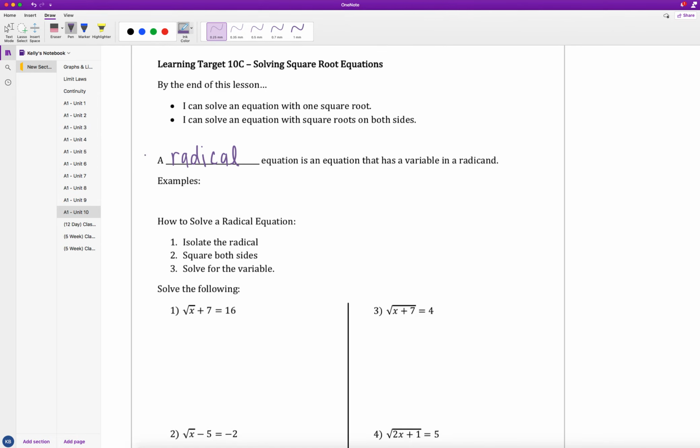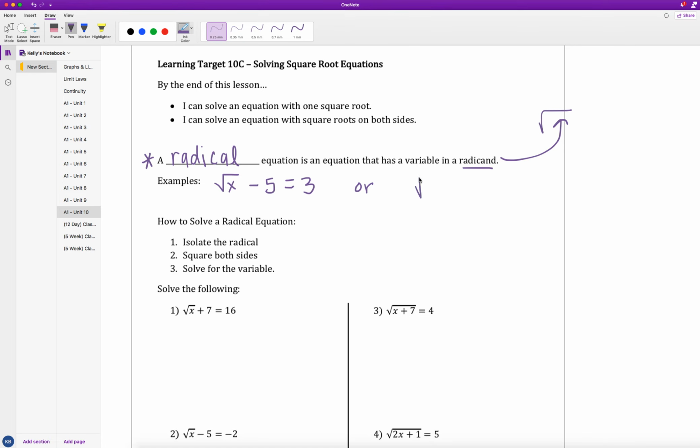So in this section, we're going to look at radical equations. A radical equation is an equation that has a variable in the radicand. Remember, the radicand is the stuff that is underneath the square root. Some examples of radical equations could be the square root of x minus 5 equals 3. In this case, the minus 5 is not underneath the square root, so just the x is our radicand. So that could be an example.